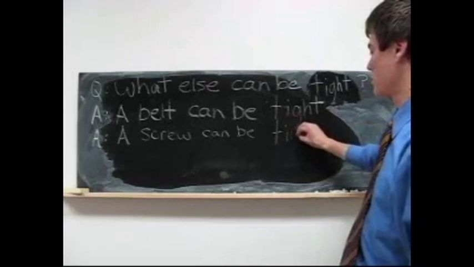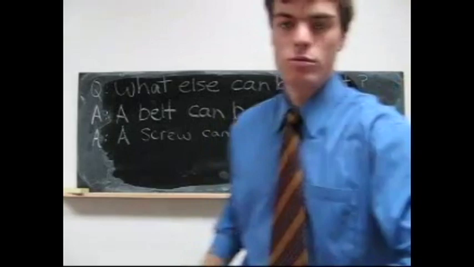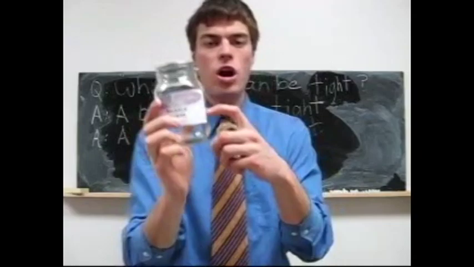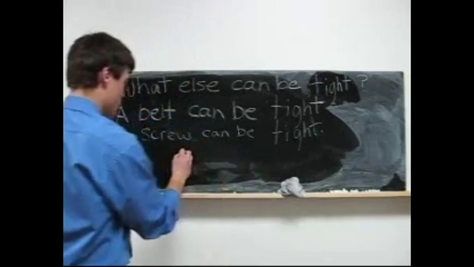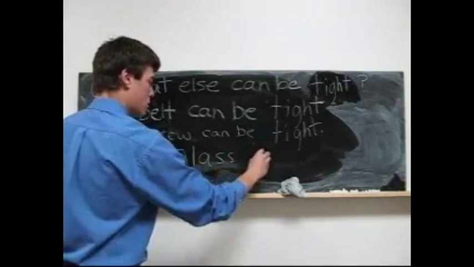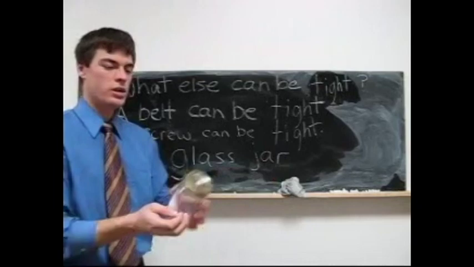So remember, review. What is this? This is a jar. This is a glass jar. So the glass jar has a lid. The lid goes on the glass jar. Glass jar. So the glass jar has a lid that is tight.